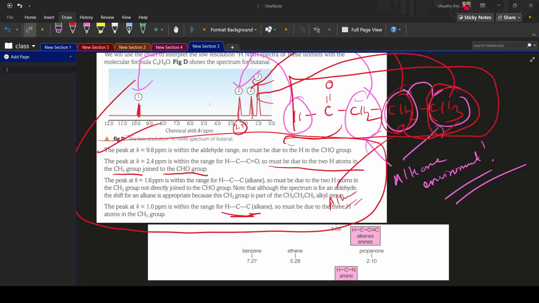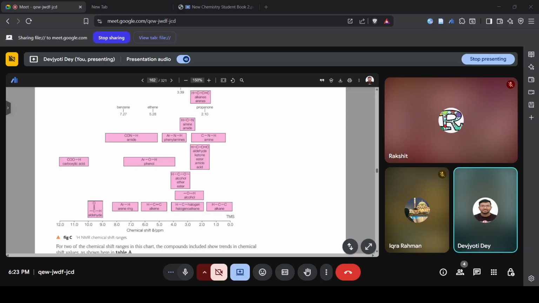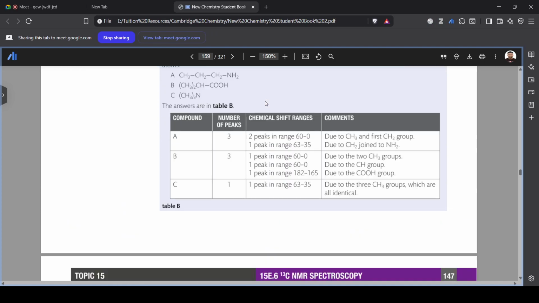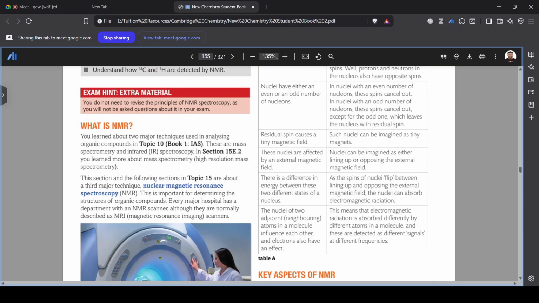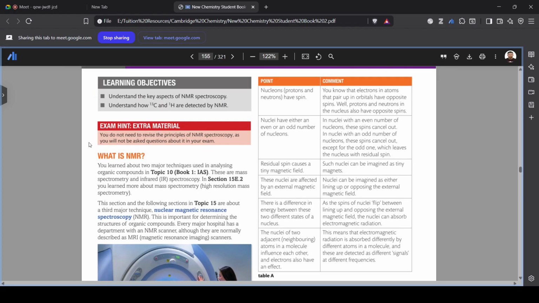If I show you why it's not required, check this out down here in your book. It is provided nicely. A big full page has been dedicated for understanding theoretical knowledge, if I say so. See, this is the part I wanted to say. If you guys want, for curiosity, you can see. This is the part where they have talked about the theoretical aspect of C. It's written here: you do not need to revise the principles of NMR spectroscopy, as you will not be asked questions about it in your exam. So that is why I have not gone that much deep. But for curiosity, you guys can understand this.